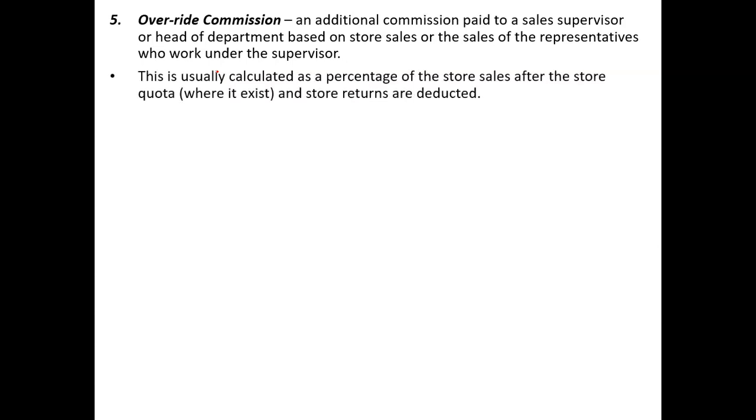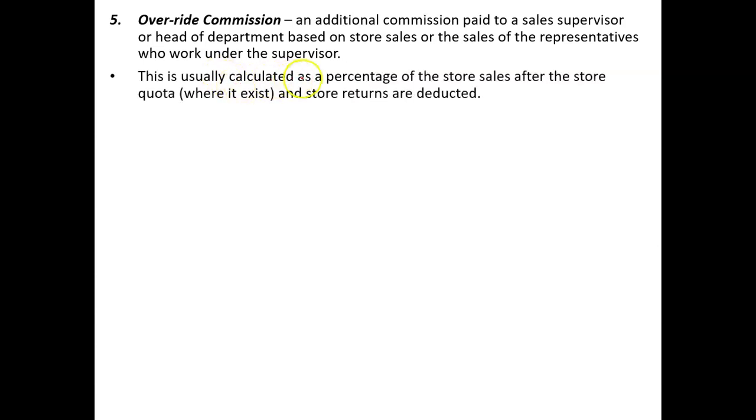This is known as override commission. It is an additional commission paid to a sales supervisor or head of department based on store sales or the sales of the representatives who work under the supervisor. I think when this is available in an organization, the supervisors will also motivate those under them, their representatives, to work hard and sell more. So let's look at how it works.